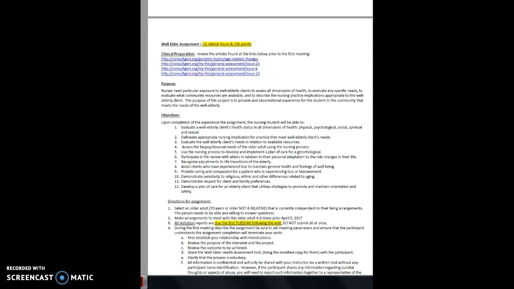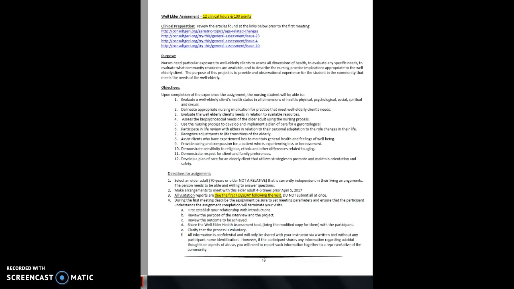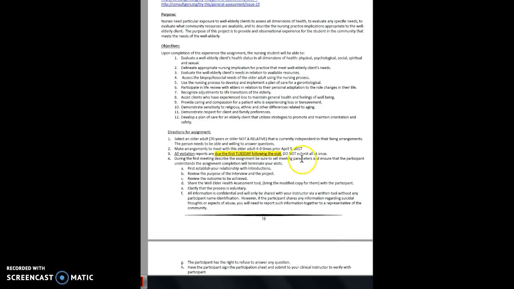Your Well Elder assignment counts for 12 clinical hours and 100 points. What you need to do is find an elderly person or a super senior, someone who lives at home independently, who is 70 years of age or older and is willing to have you come and visit them 5 to 6 times over the course of the semester, or the first half of the semester, so that you can get some information from them. You're going to be talking to them. It needs to be submitted by April the 5th, I see right there.